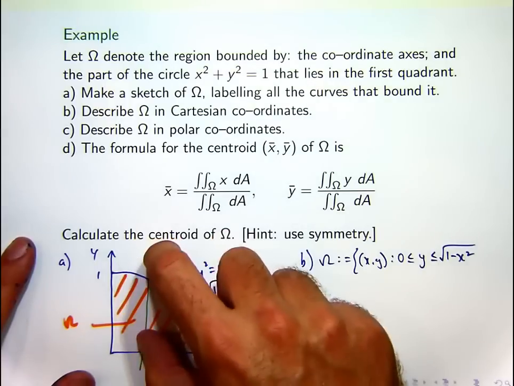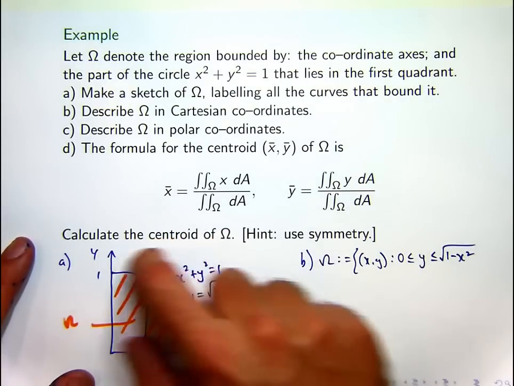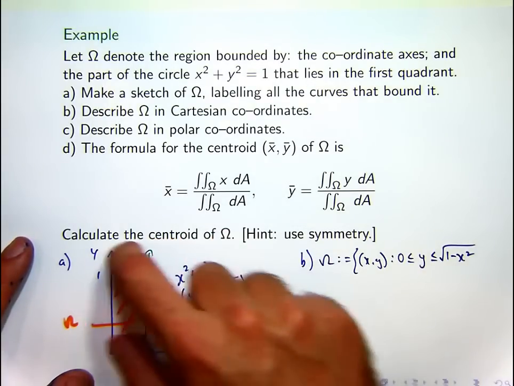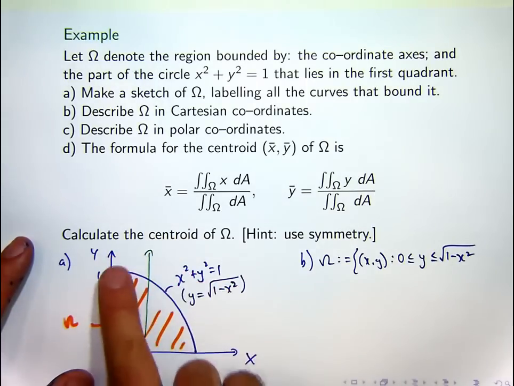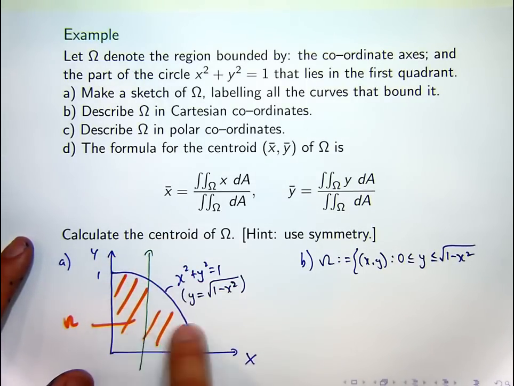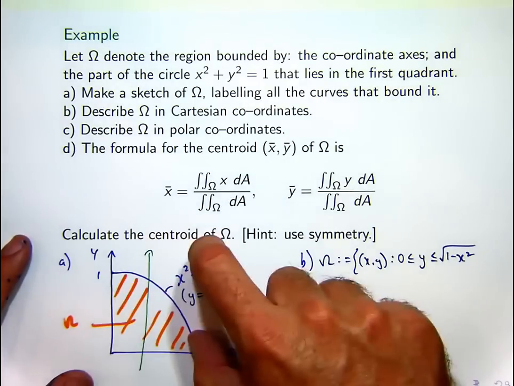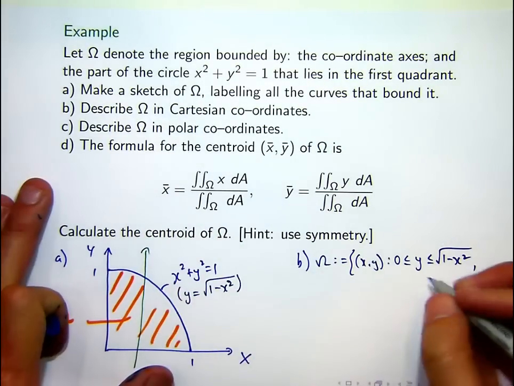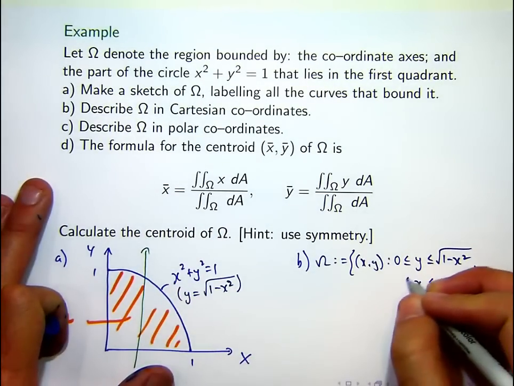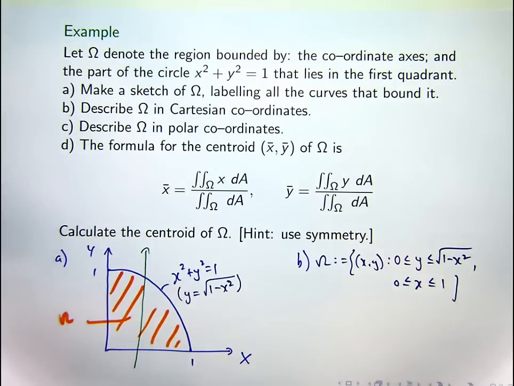Now, I take this vertical line and I shift it from left to right. How far do I have to shift it to cover the whole of the region? Well, it would be between x equals 0 and x equals 1. Okay? So there is your Cartesian coordinates representation. Now, what about polars?